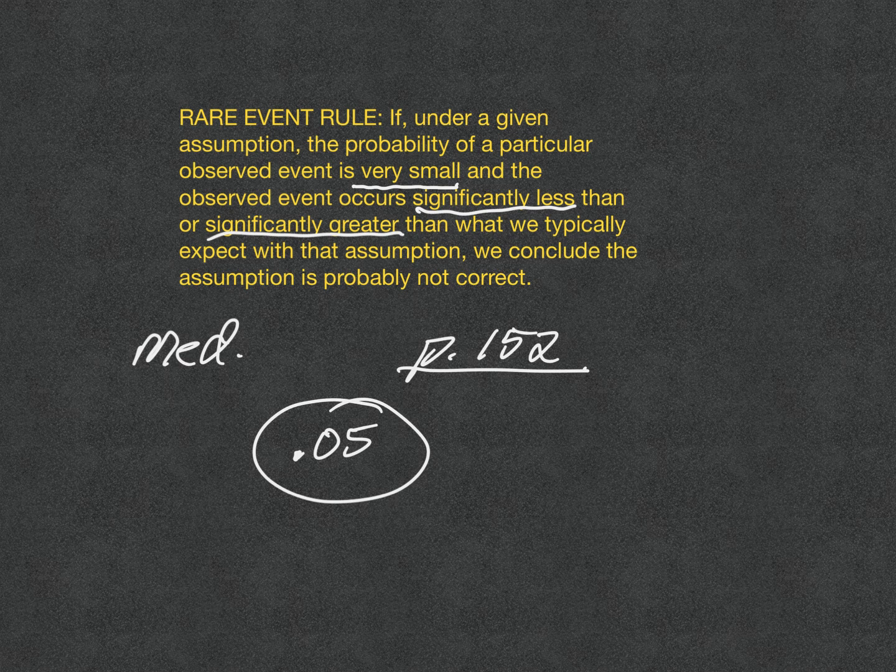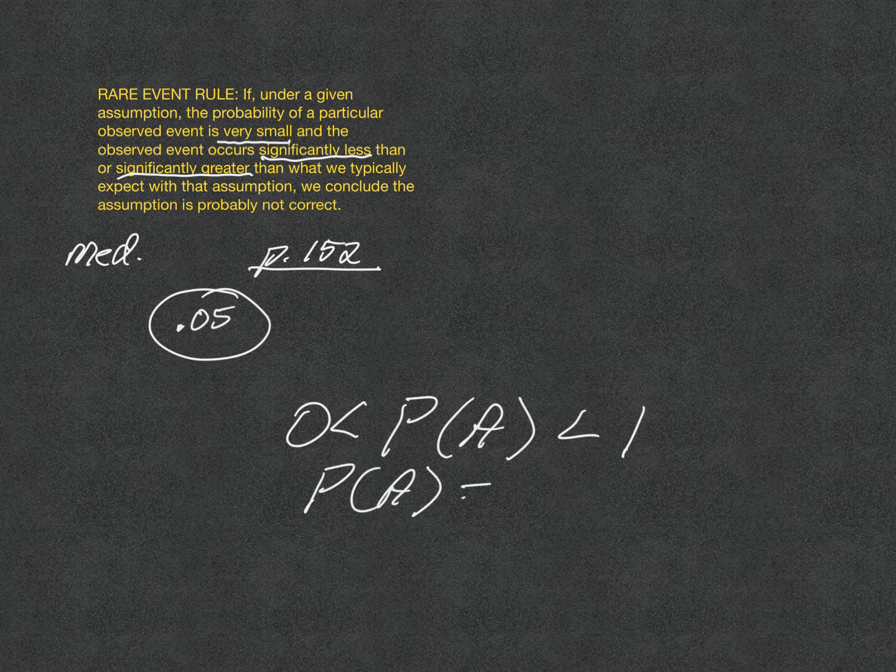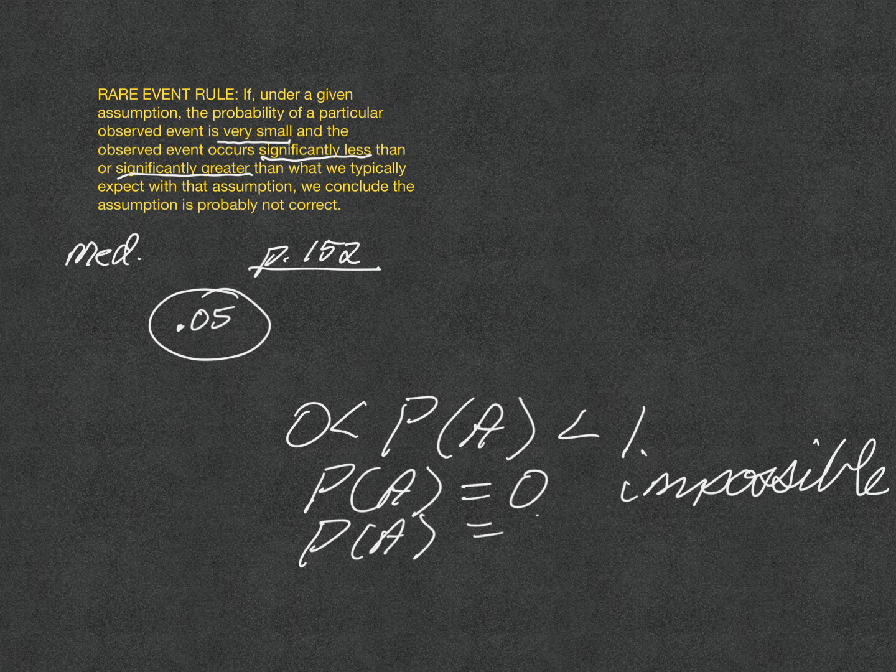Probabilities are always between 0 and 1. If we make our notation, the probability of any event will be between 0 and 1. If the probability of an event equals 0, that's called impossible. In other words, it can never happen. If the probability of the event is equal to 1, it's called certain. It will always happen.